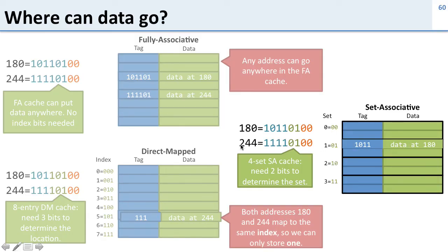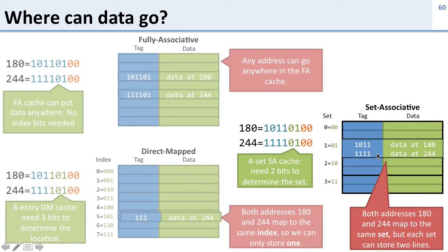Now how about this other address, 244? Well, address 244 is going to map to the same set, but unlike the direct map cache, we can put it anywhere we want in this set. So I don't have to kick out this data to put it in, I can put it in here as well. So both of these addresses map to the same set, but because I have the flexibility within the set, I can keep both of them there.